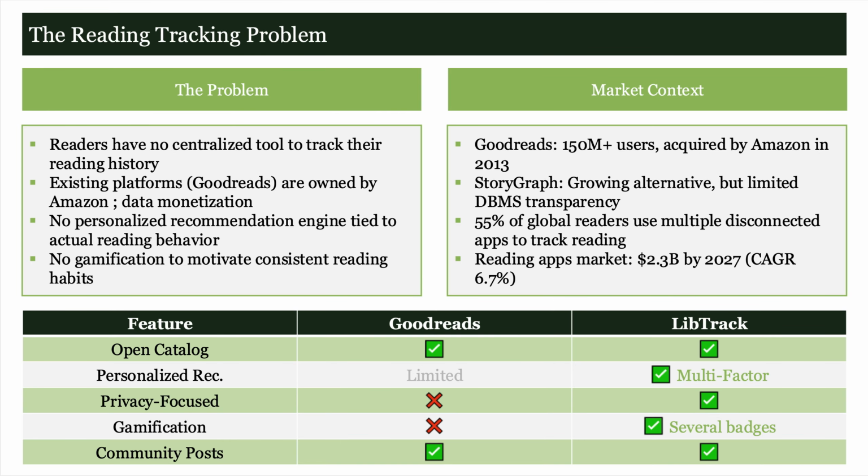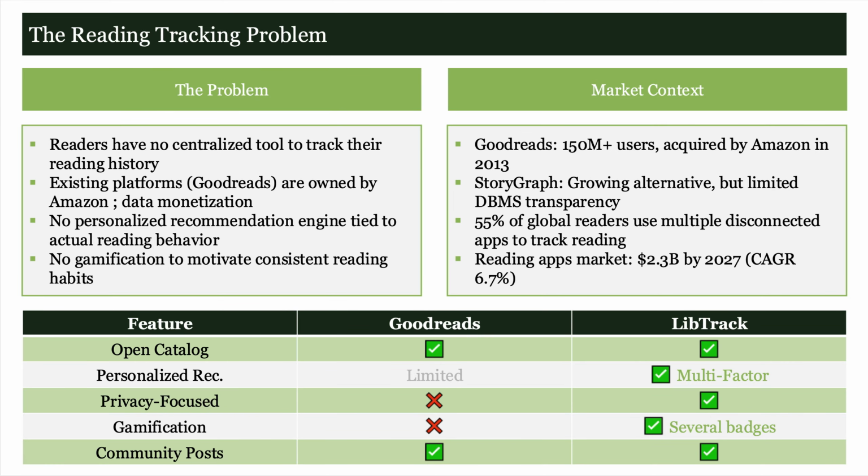Where do readers go to manage their reading life? Today, most readers turn to a platform like Goodreads. But Goodreads has been owned by Amazon since 2013, meaning user data is used for commercial purposes. There is no personalized recommendation engine tied to actual reading behavior. There is no gamification to motivate consistent habits, and 55% of global readers still rely on multiple disconnected apps just to track what they read.